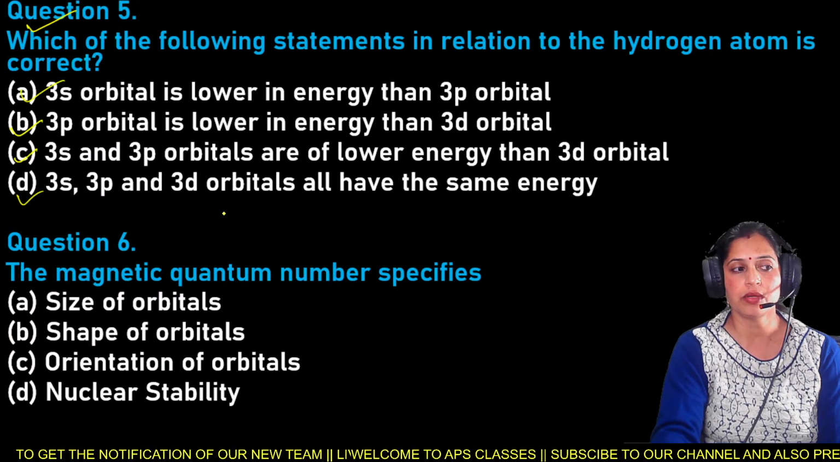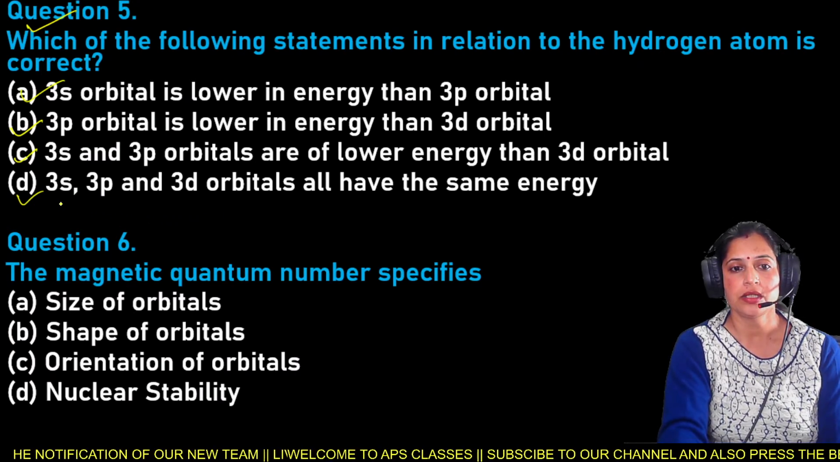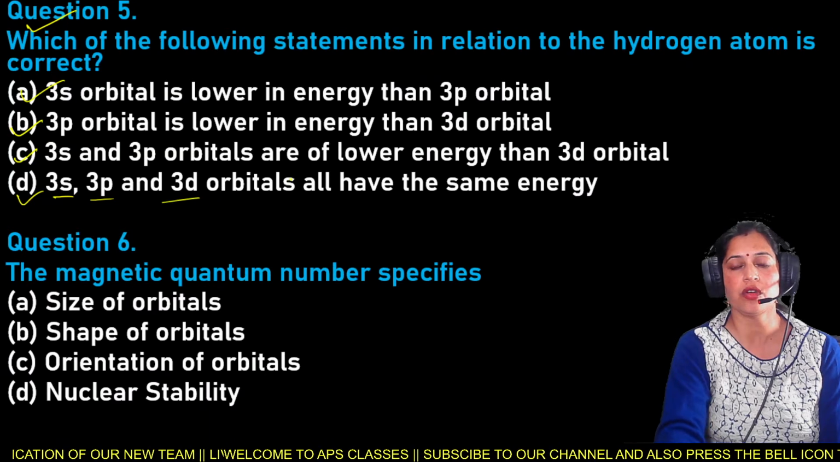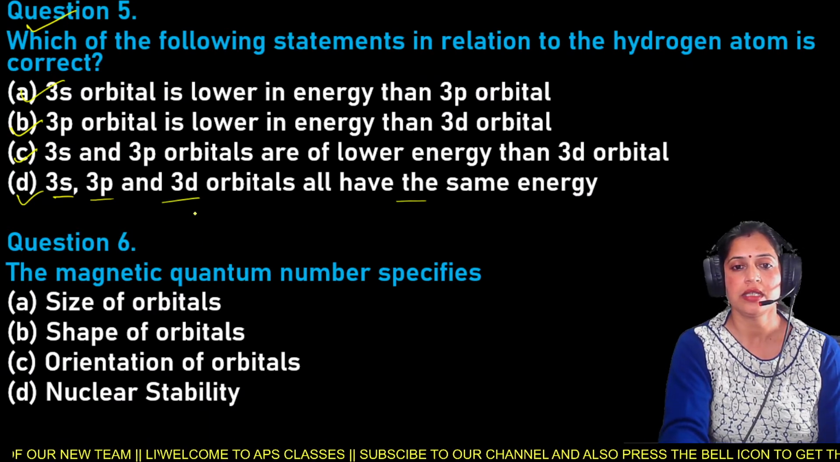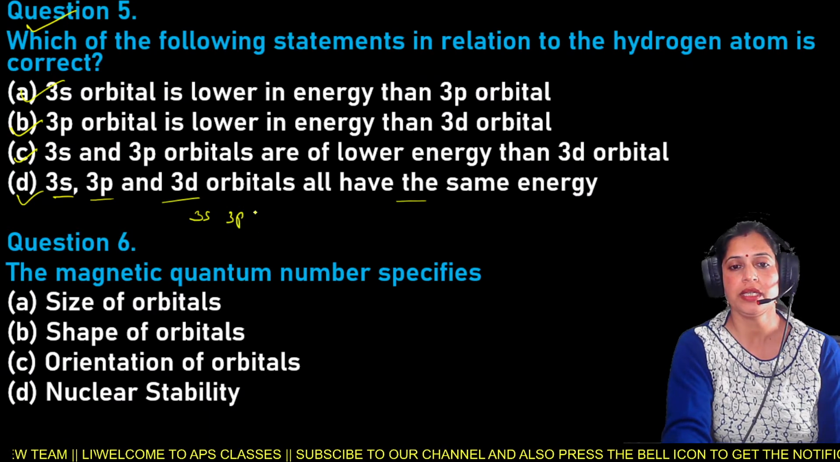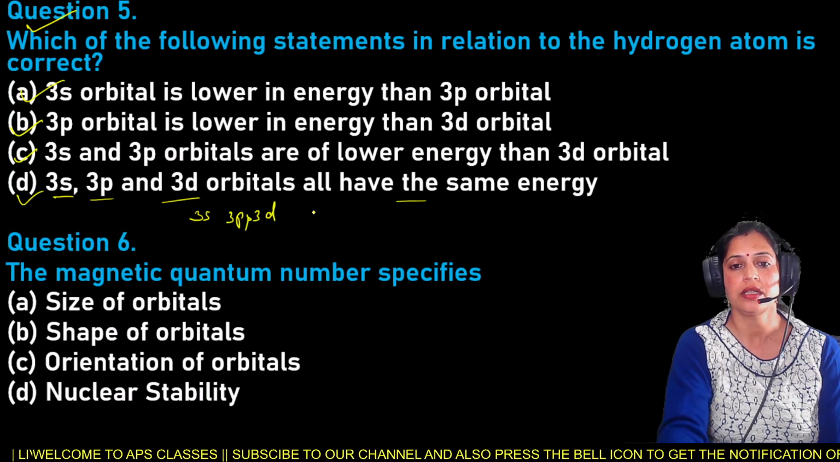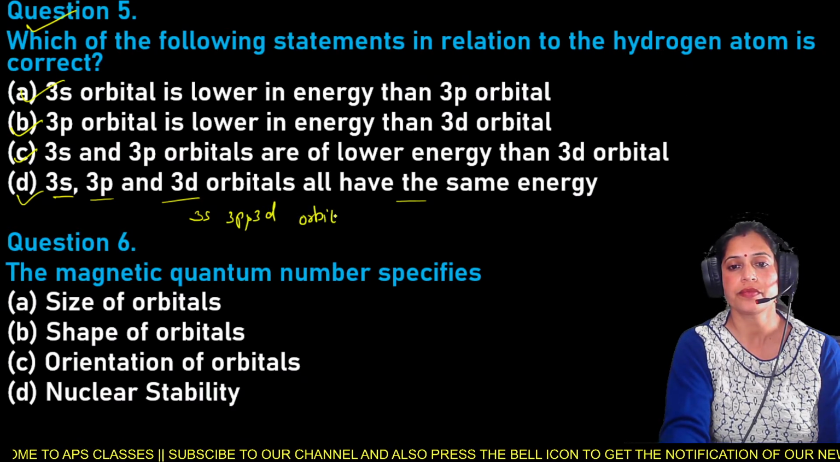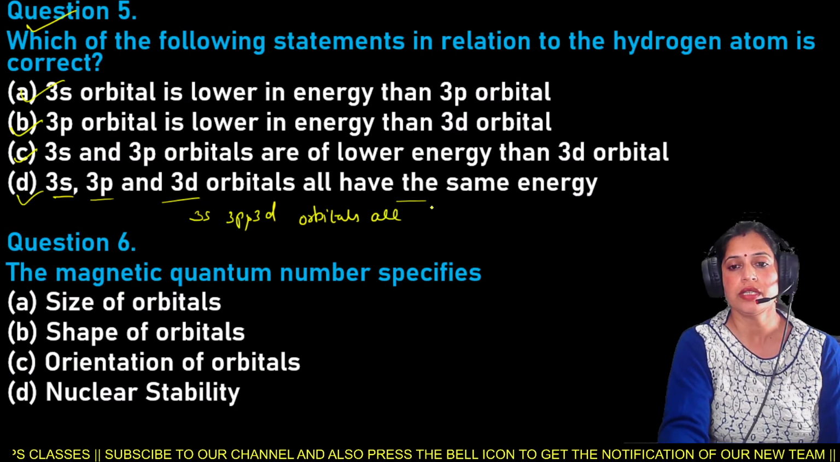So there are a number of options. Here 3s, 3p and 3d orbitals all have the same energy.